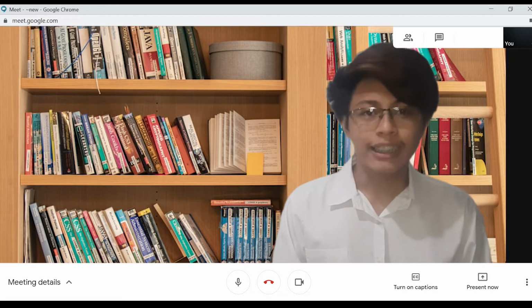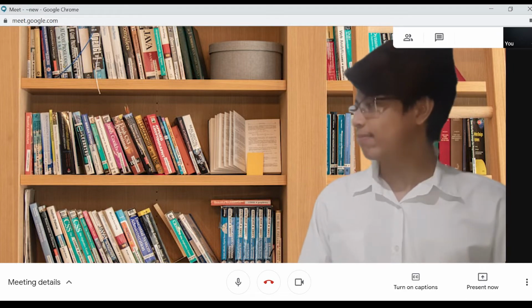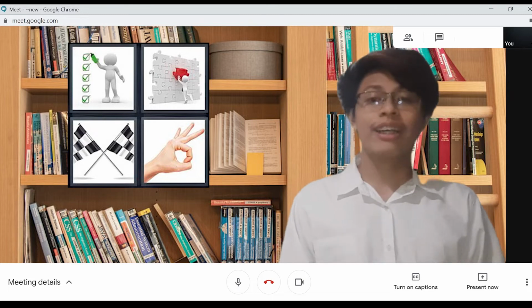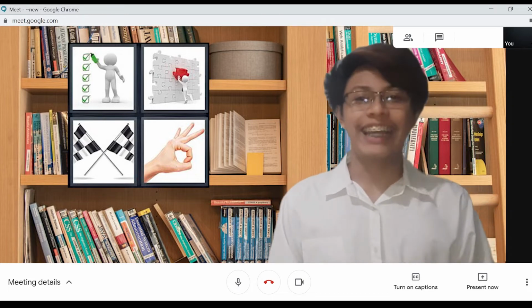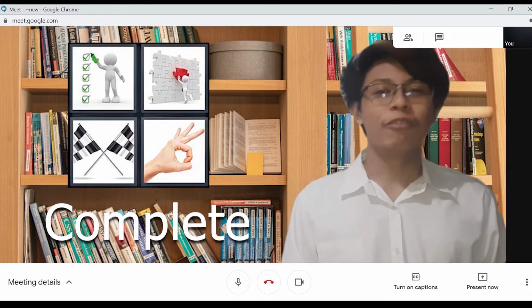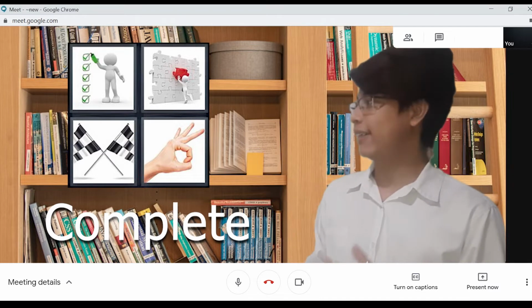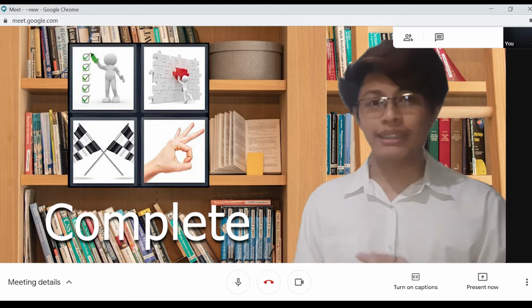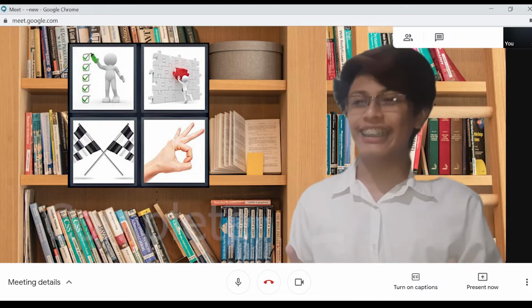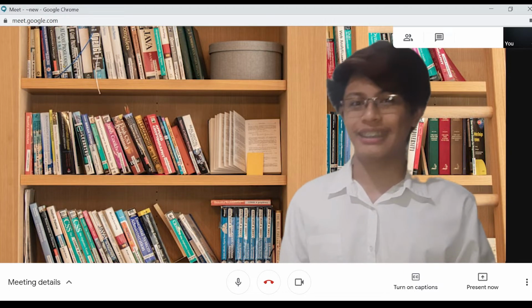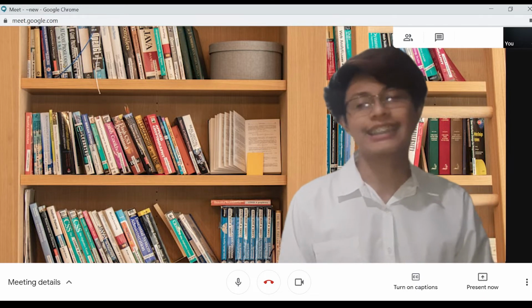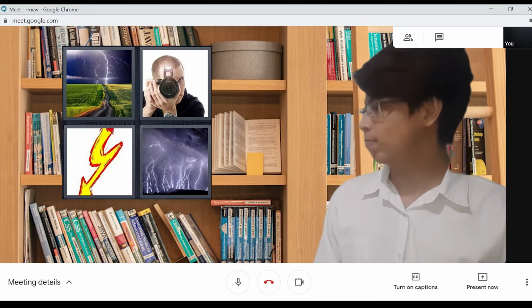Now, let us begin with the third picture. That is correct. The answer is complete. What makes it obvious is that there is a picture of a puzzle being completed. And the puzzle that is complete, we can always say that it is finished or completed. So, good job. And now, let's start with the fourth and last picture.